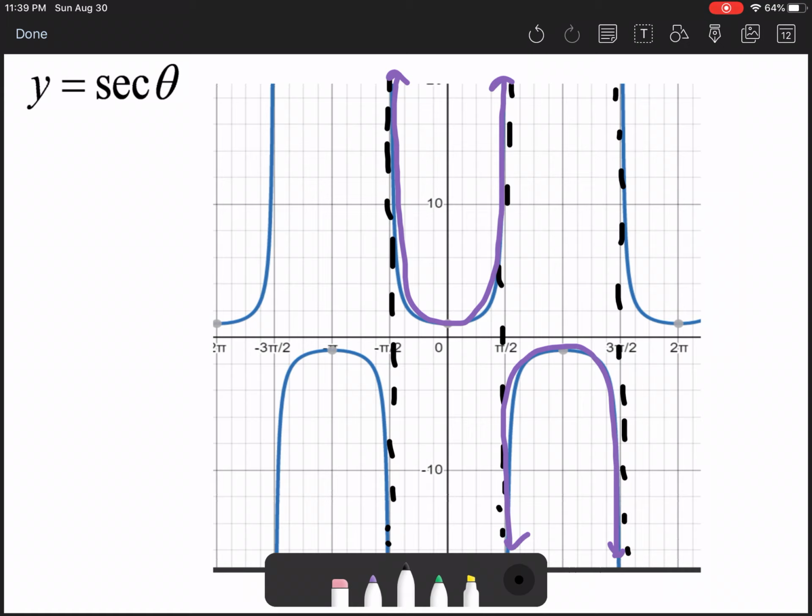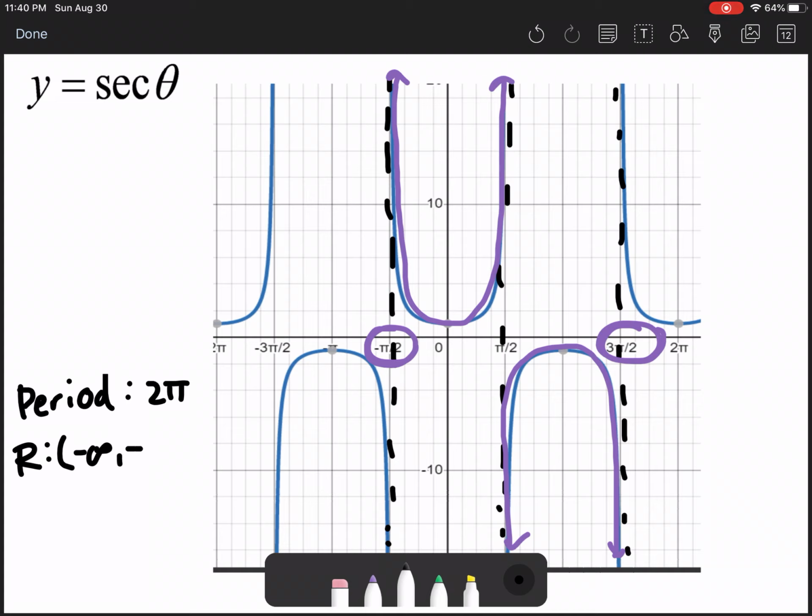So the period from this one, we go from negative pi over 2 to 3 pi over 2. Well, that is an interval of 2 pi. So the period for secant, just like cosecant, sine and cosine, is 2 pi. And we're just going to make sure we know how to find the range. It's negative infinity to negative 1, and it's 1 to infinity.